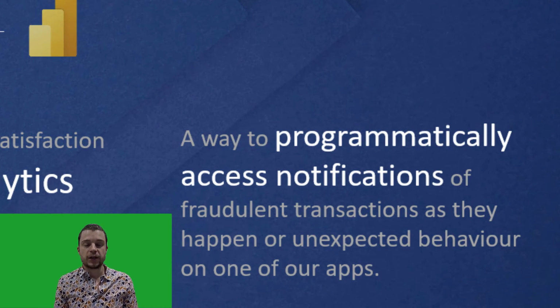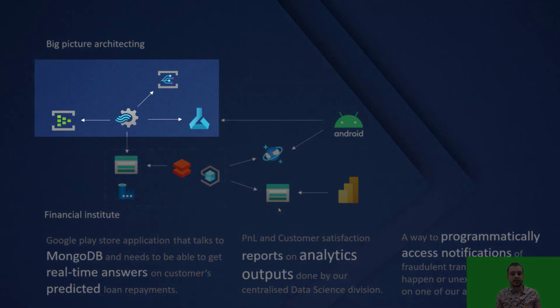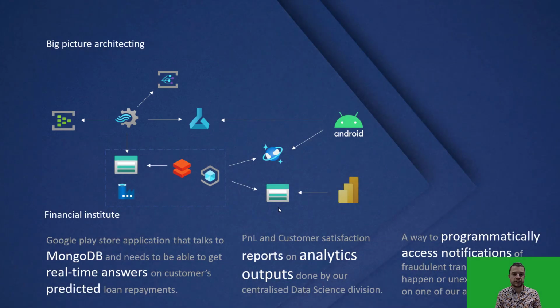And lastly, we had a new requirement come in, which is a way to programmatically access notifications of fraudulent transactions as they happen or unexpected behavior on one of our apps. So we could do that prediction by looking at our Stream Analytics, passing that against a scoring endpoint in real time on Azure Machine Learning, and going out to Event Grid, which you'll see out here for our notifications. So with that, that's big picture architecting. We basically looked at those different intents. Let's do a summary now.